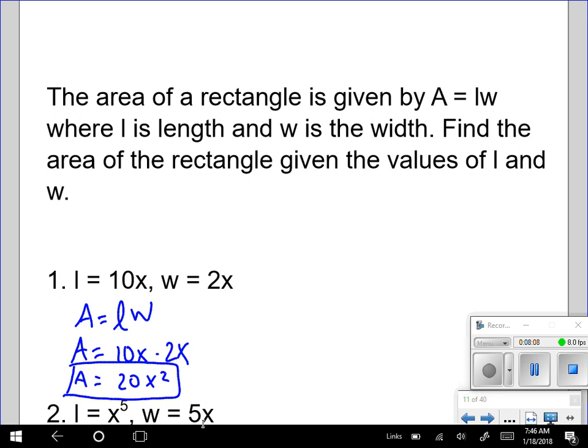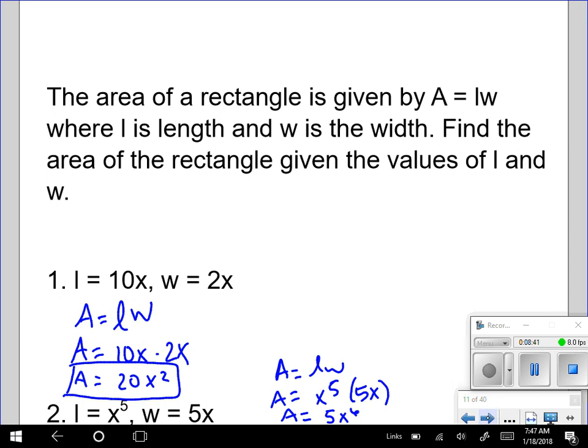Same thing would work with number 2. Area equals length times width. If L is equal to x to the fifth and W is equal to 5x, we're going to have x to the fifth times 5x, so, well, 5 is not going to change. We're just going to add our exponents here, so we're going to have 5x to the sixth. So you'll have some problems like that. They may not use specifically the rectangular formula, and you may not see a ton of those problems depending on what you're doing.